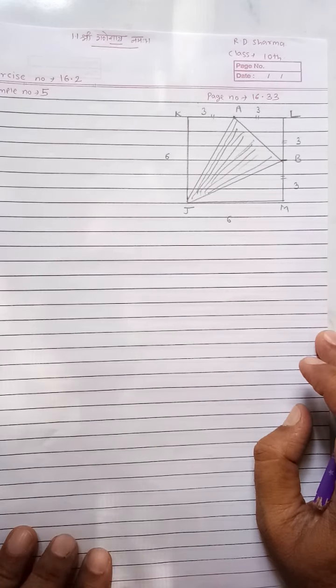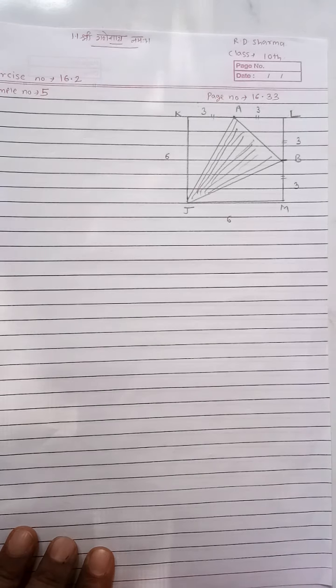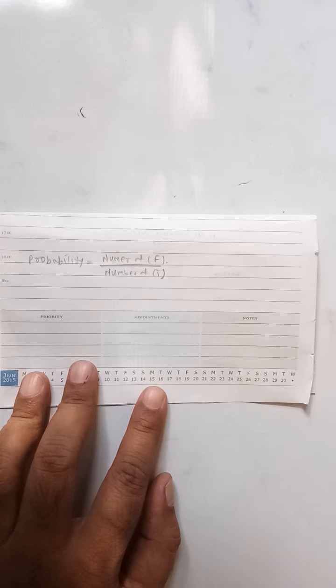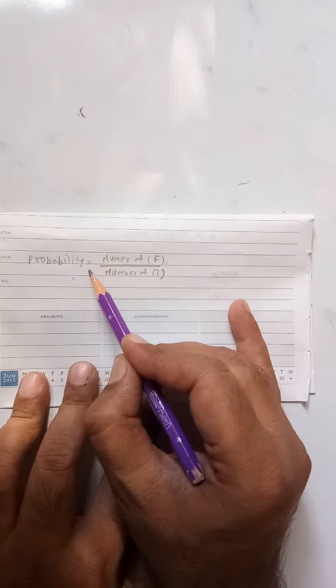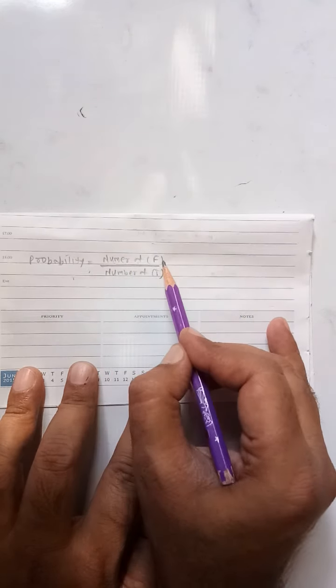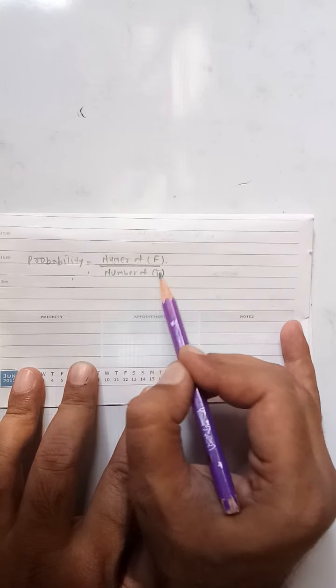We know the formula for finding the probability. The probability formula is probability of any event equals number of favorable upon number of total.